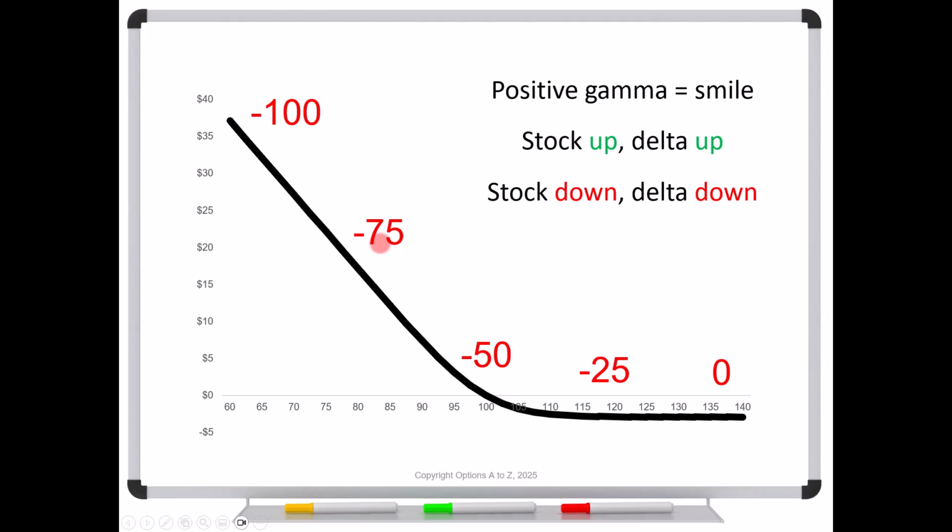We go from minus 100 to minus 75. Now here's where traders get tripped up. They'll say, well, wait a minute, that's falling. You're going from 100 to 75, and then 75 to 50, and 25 and 0. We're reducing our deltas. No, you're not, because we're dealing with negative numbers.